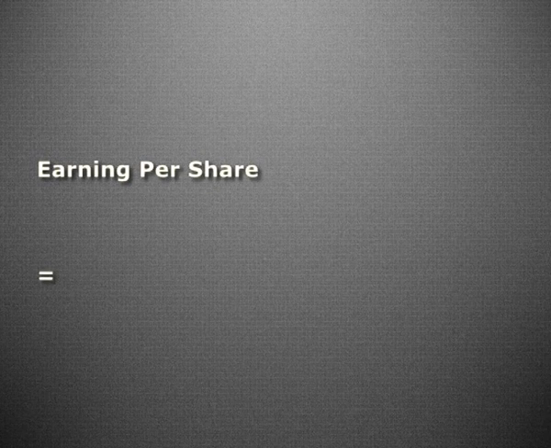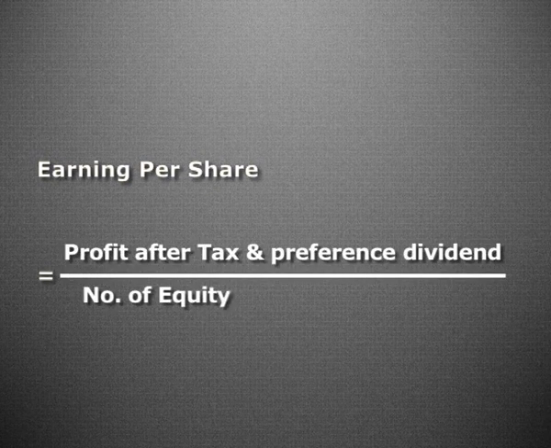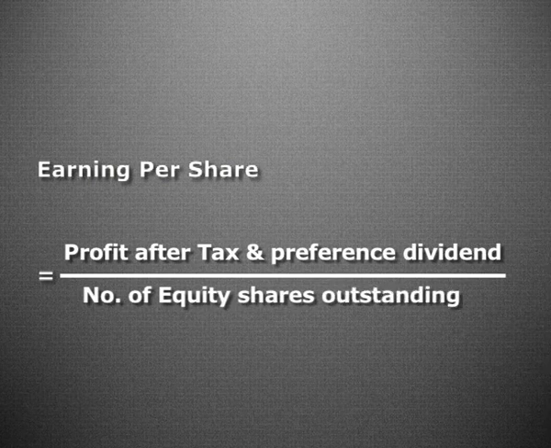Earning per share. Earning per share is computed by calculating the profit after tax and preference dividend and dividing the same by the number of shares outstanding. Thus, earning per share is equal to profit after tax and preference dividend divided by number of equity shares outstanding.